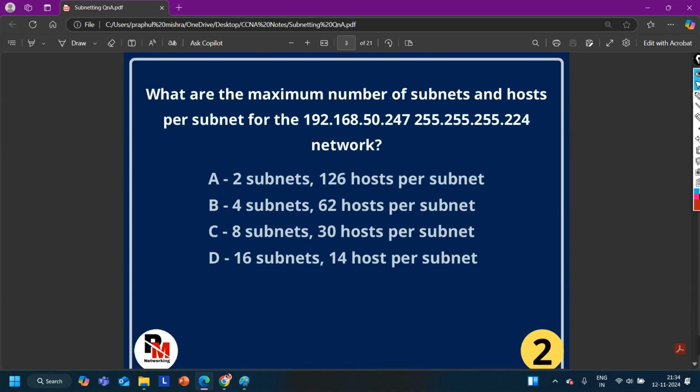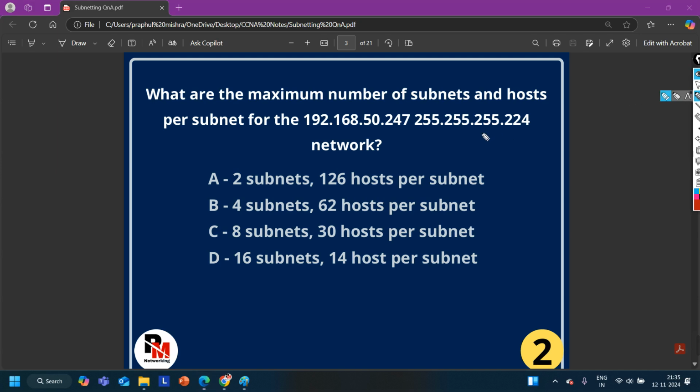See the second question. What is the maximum number of subnets? It is asking for the networks: how many networks after dividing? Maximum number of subnets and hosts per subnet for 192.168.50.247, and this is the subnet mask. So it is asking you, if we have this CIDR value, how many network IDs, how many subnets you will get, and how many IP addresses you will get per subnet.